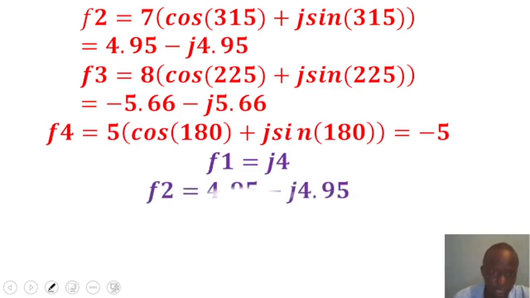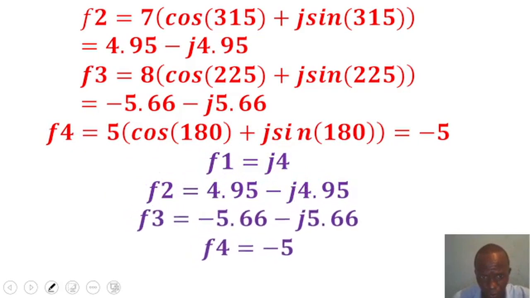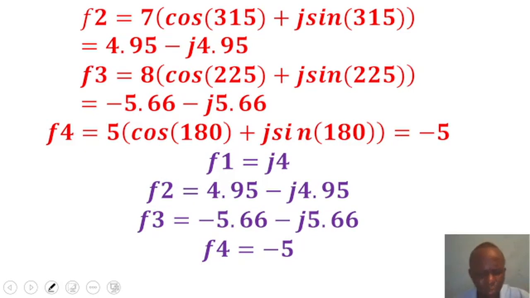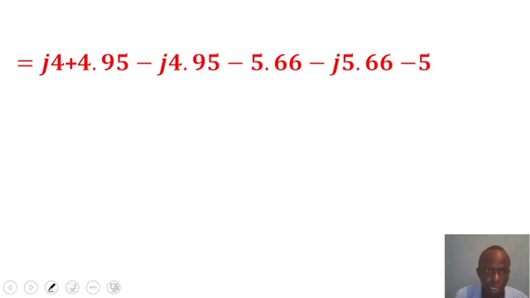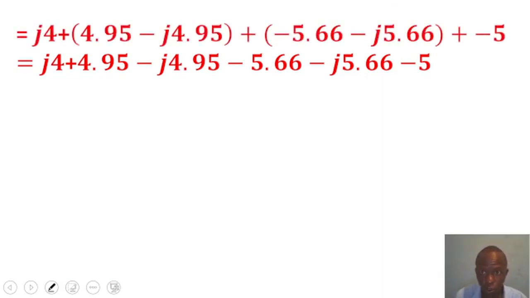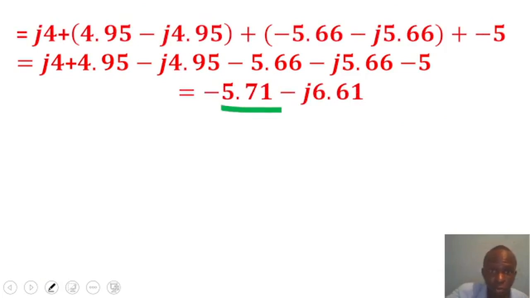They all get simplified up to that. The next step is to get the resultant force of the coplanar forces, which is equal to F1 plus F2 plus F3 plus F4. So we are going to add F1, F2, F3, F4 like that, as shown. After adding, we arrive at this.